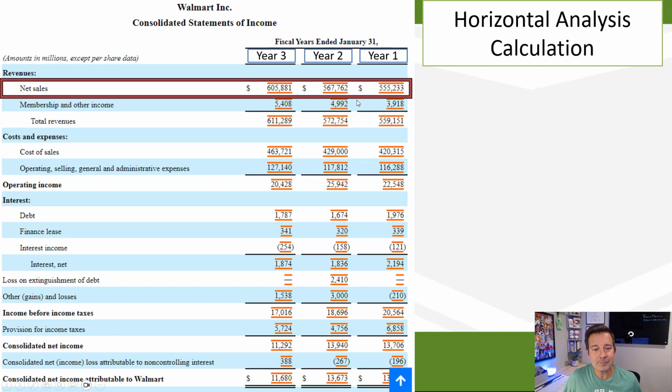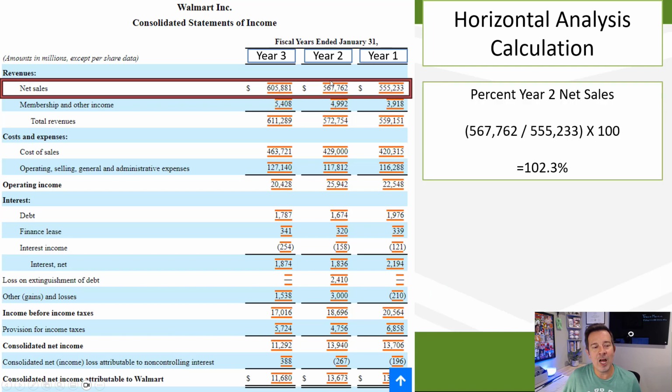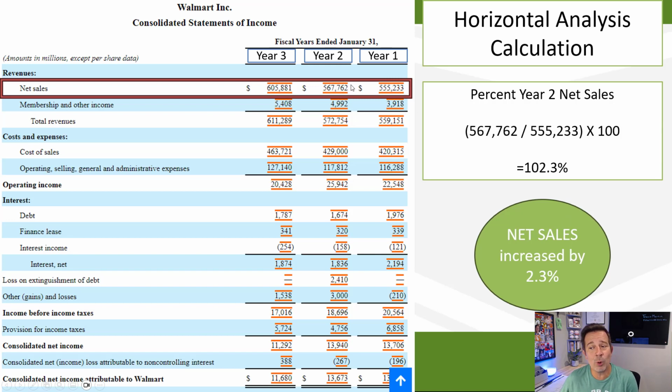But then we move to year 2. And that same idea, we're going to take 567,762 and divide it by our base year, year 1, 555,233. And then we're going to multiply that by 100. When I do that, I get 102.3%. What that means is year 2 revenue is 102.3% of year 1. Or to put it in other words, net sales or revenue increased by 2.3%. And if we pull away that 100, we're left with 2.3%. All right, everybody see what's going on there? We took year 2, divided it by our base year 1, multiplied by 100, we get 102.3%. Net sales went up by 2.3%.